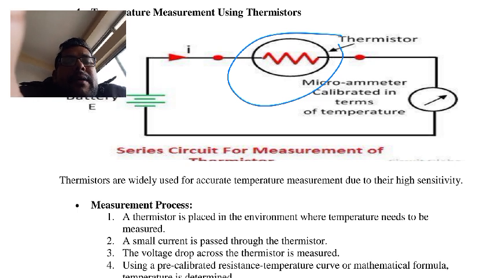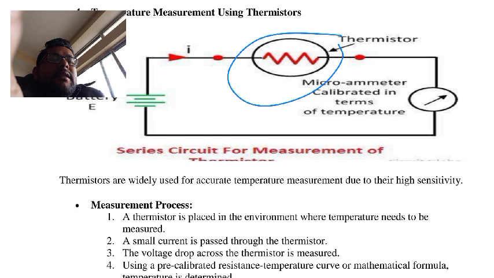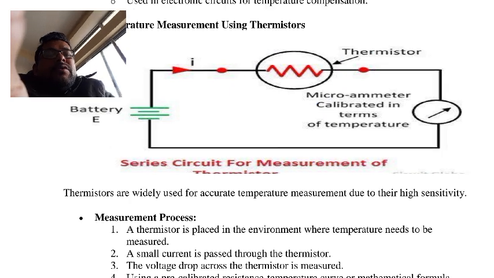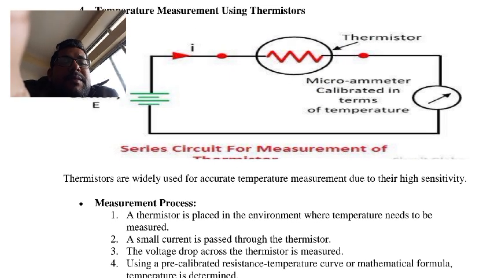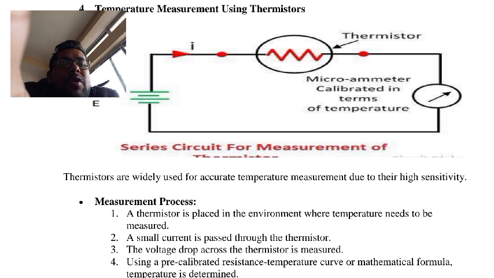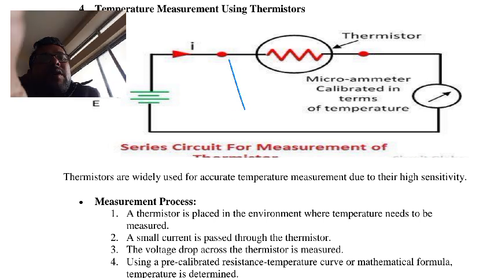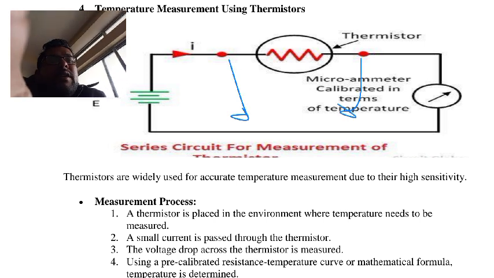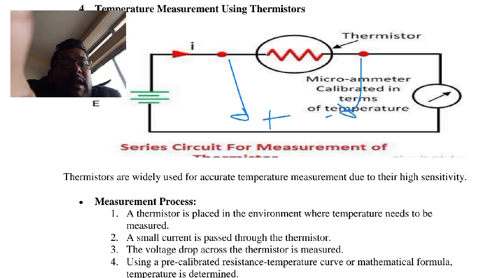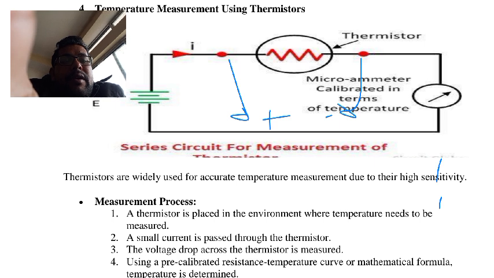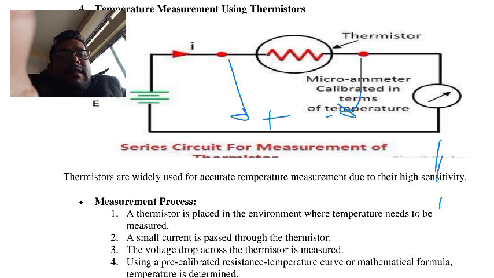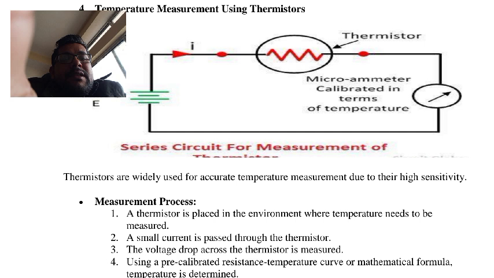Second, a small current is passed through the thermistor. Then the voltage drop across the thermistor is measured. We can measure the voltage drop across this thermistor. Using the pre-calibrated resistance-temperature curve or mathematical formula, we can determine the temperature.